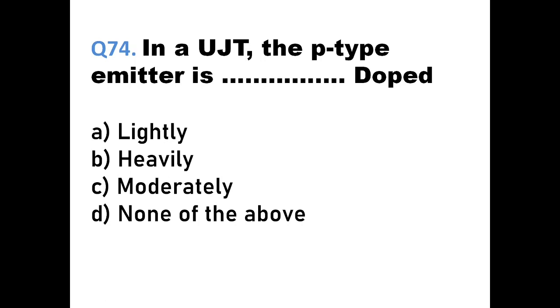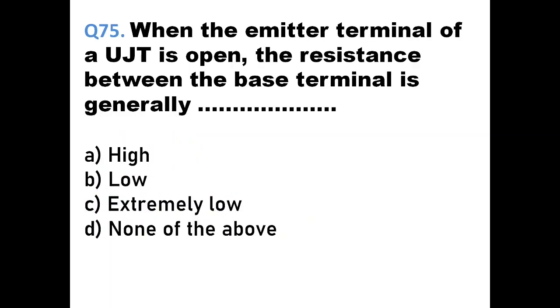Now we'll see question number 74. In a UJT, the p-type emitter is dash doped. If you remember the structure of UJT, it is an n-type bar in which a small p-type material is induced, and that p-type material is going to act as the emitter, and that is going to emit the majority charge carriers, holes. So that p-type has to be heavily doped. So in a UJT, the p-type emitter is heavily doped, so the answer should be B. Clear? Then we'll go to question number 75.